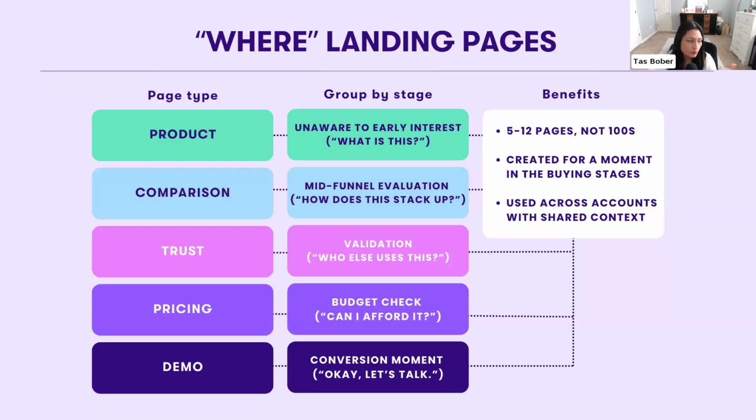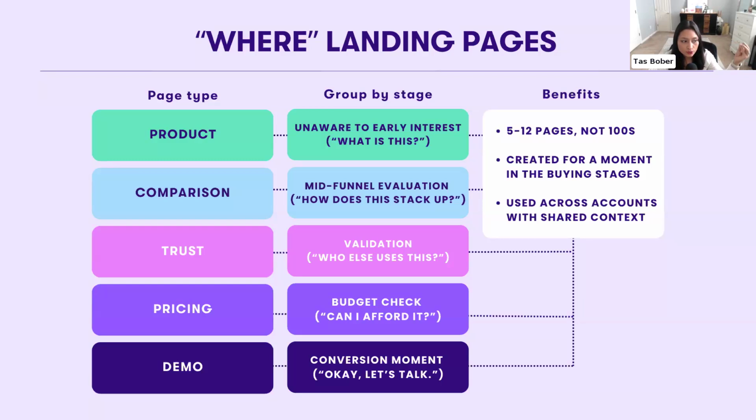And then your demo, a sign up, whatever it is. Okay, I want to learn more. I want to talk. So you only create somewhere between 5 to 12 pages, depending on how many products you have. That's the scalable part, where you go from 5 to 12 pages, not hundreds. You're creating for a moment in the buying stage, not a single buyer, right?